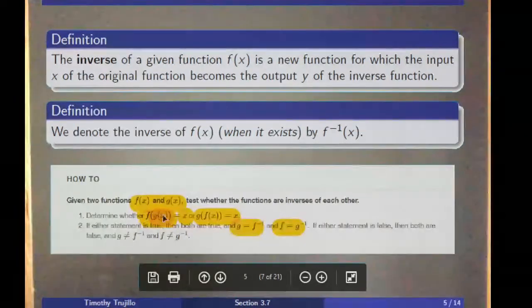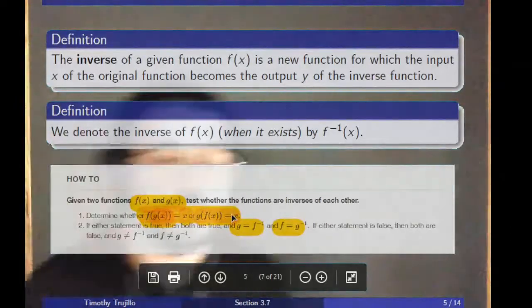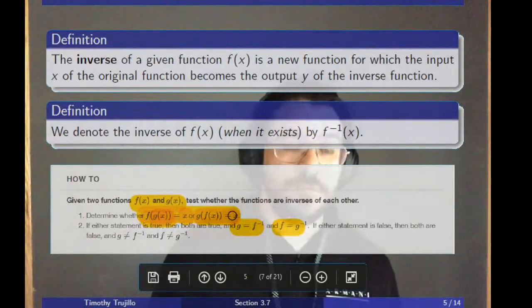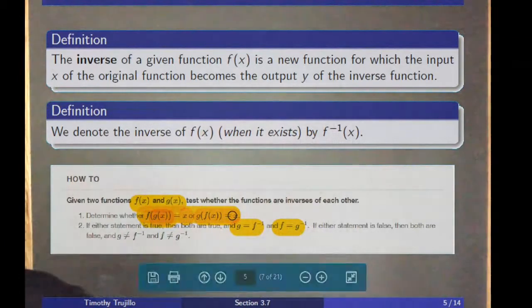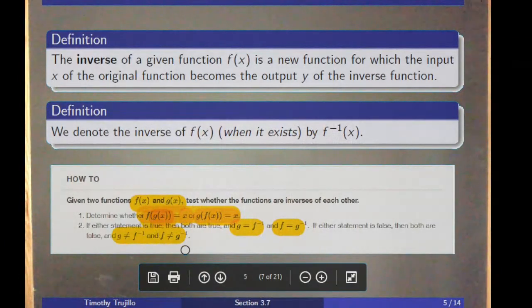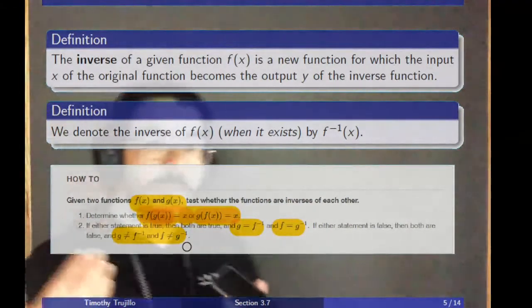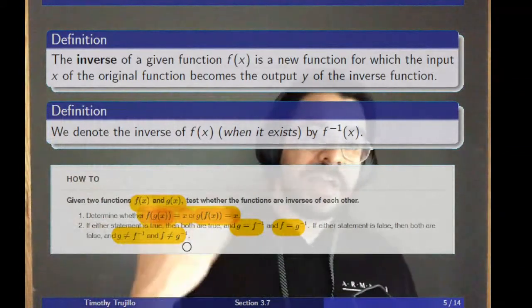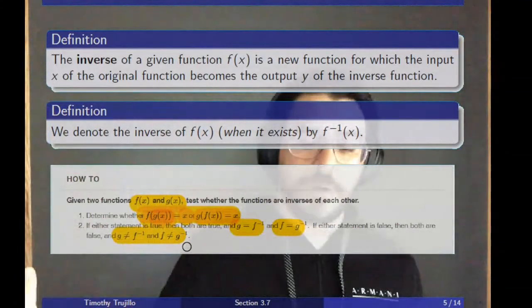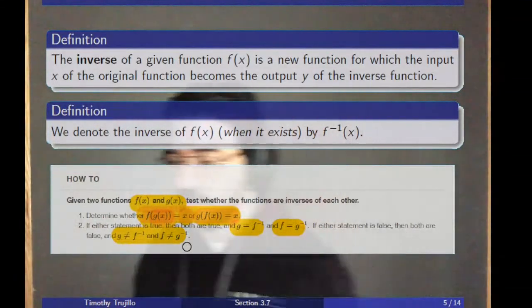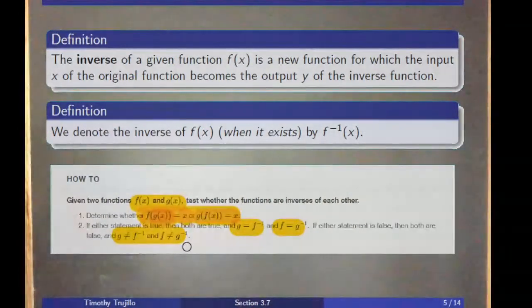Now, if both of these statements are false, if you compute g of f of x and f of g of x, and you see that they're not equal to x, then they are not inverses. So the question here is, are they inverses or not? You compute that equation and you see if you get back x. And really, in your mind, what you should be imagining is you're asking, do they undo each other? Does one function undo the other one? Same way that addition undoes subtraction and multiplication undoes division.